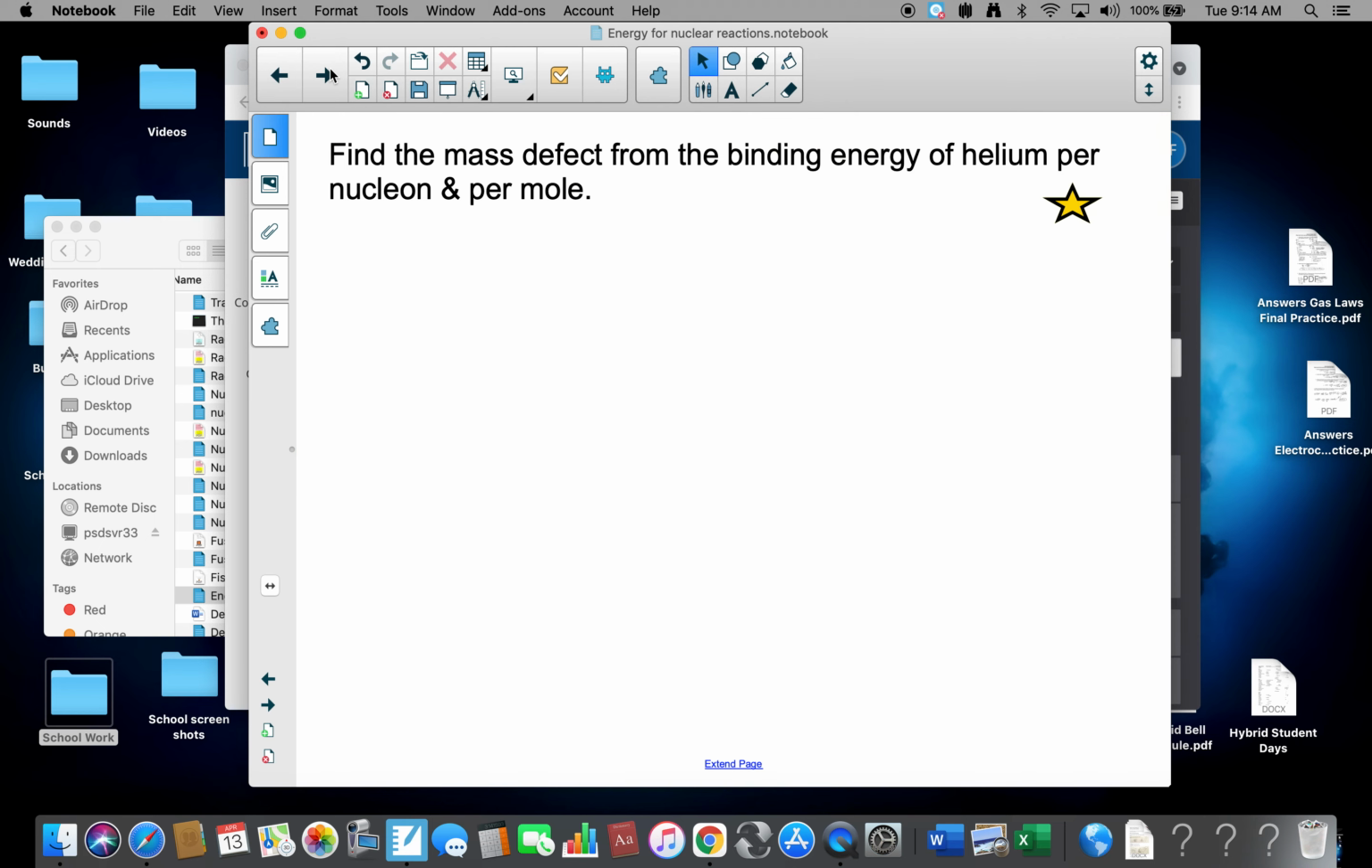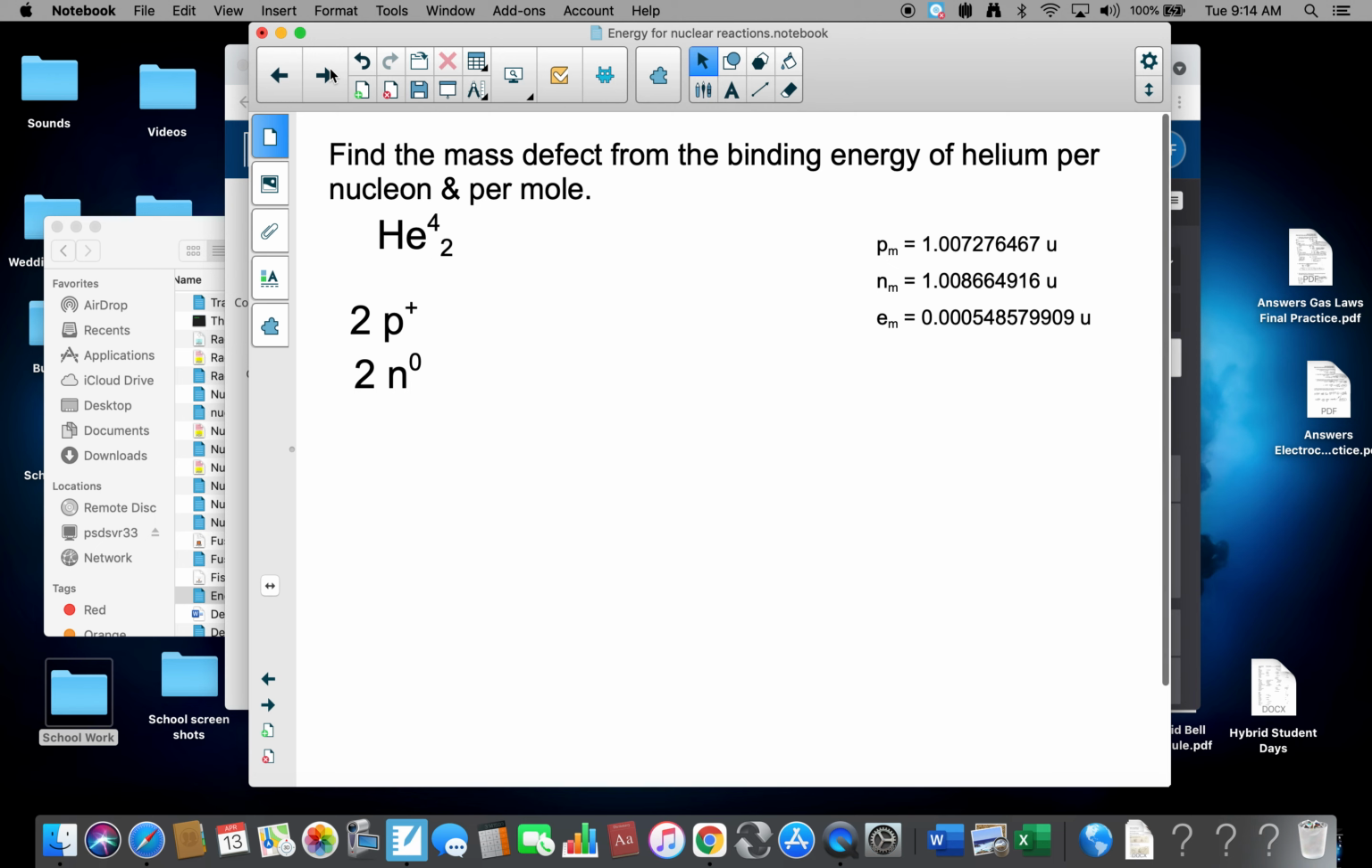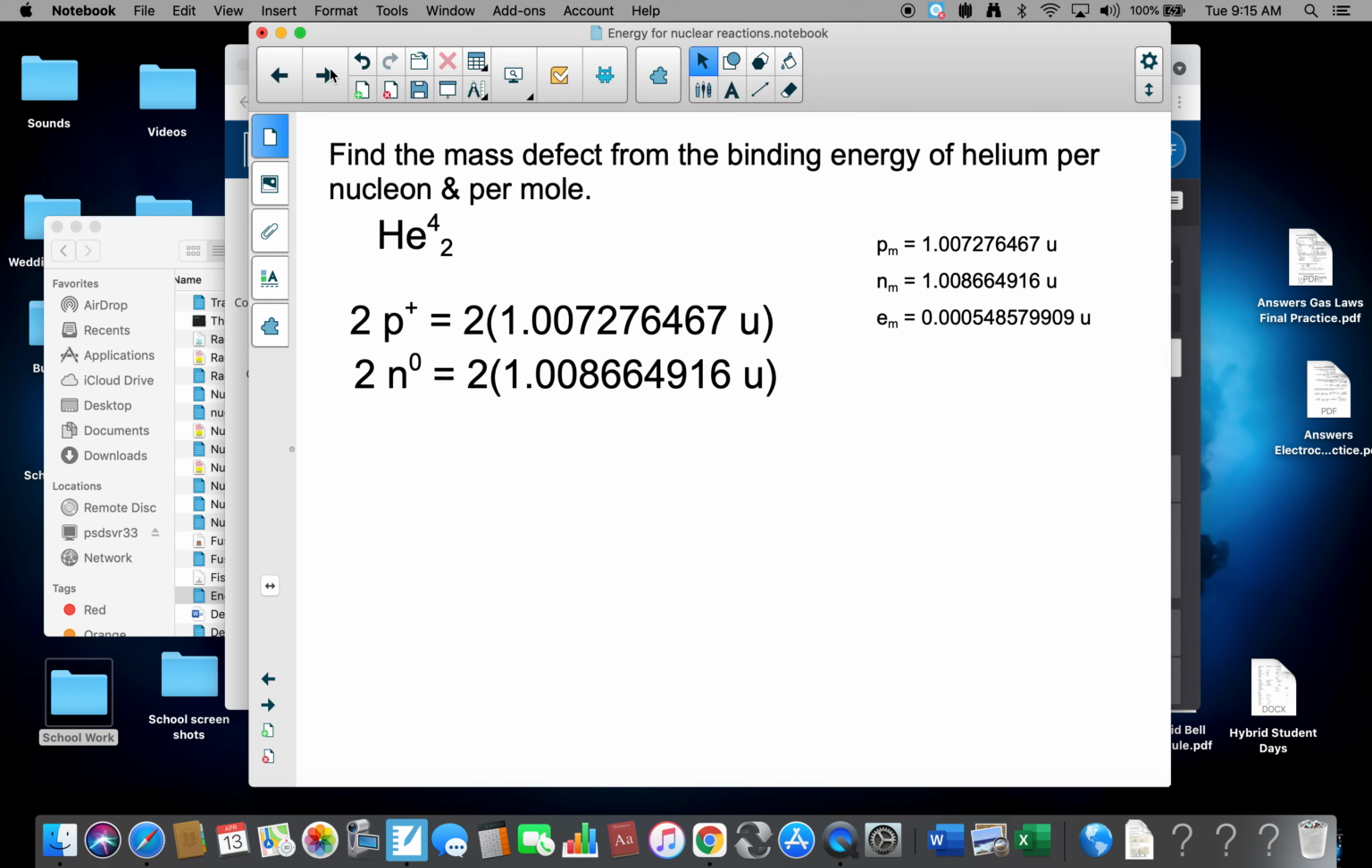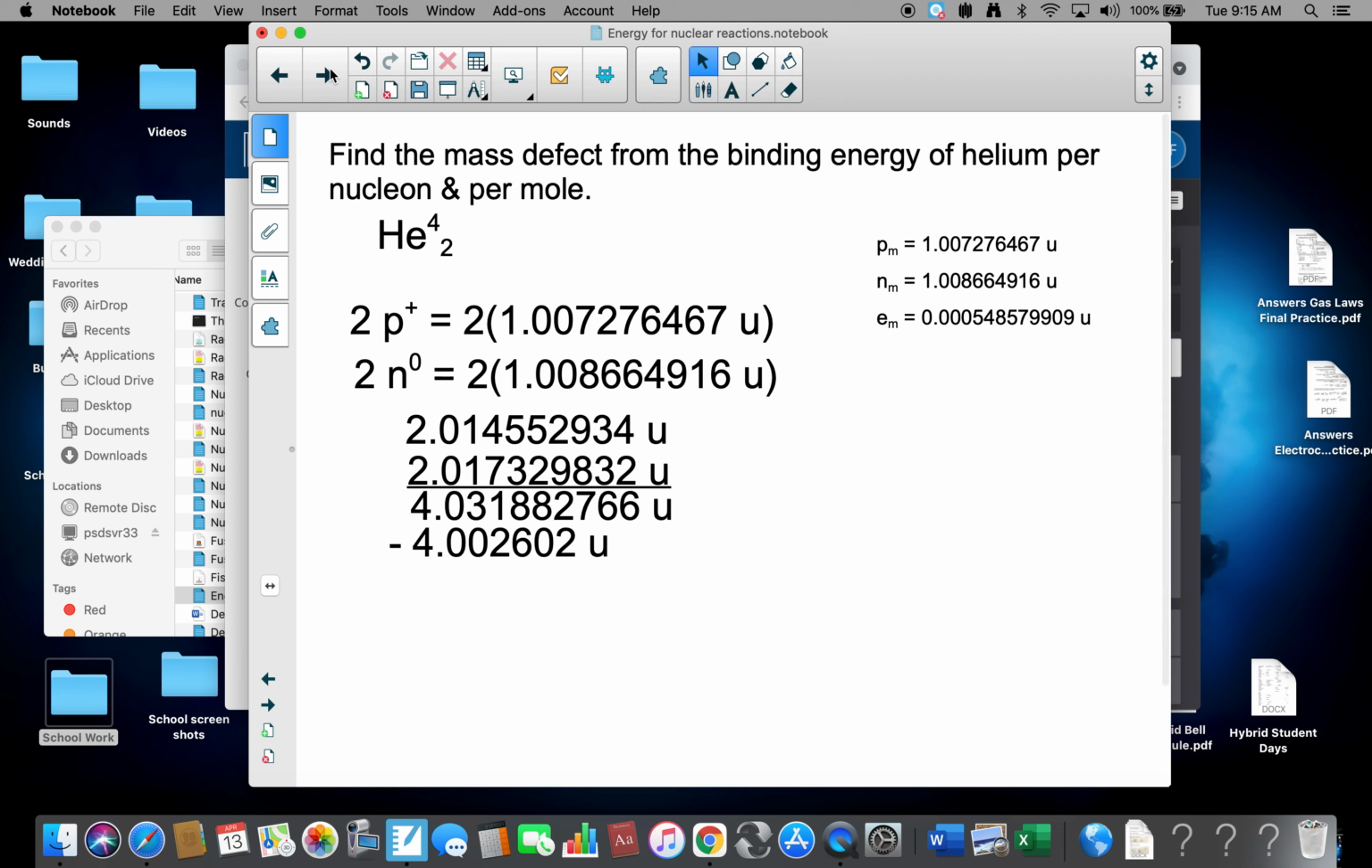Step 1, find the mass defect from the binding energy of helium per nucleon and per mole. So we look at our protons, neutrons, and electrons again, and we have helium, which is 4 over 2. There are 2 protons and 2 neutrons, so we multiply 2 times 1.007276467 because that's the mass of a proton, and 2 times 1.008664916 u, that's the mass of a neutron. We get those values and add them together, and we get 4.0318882766 u.